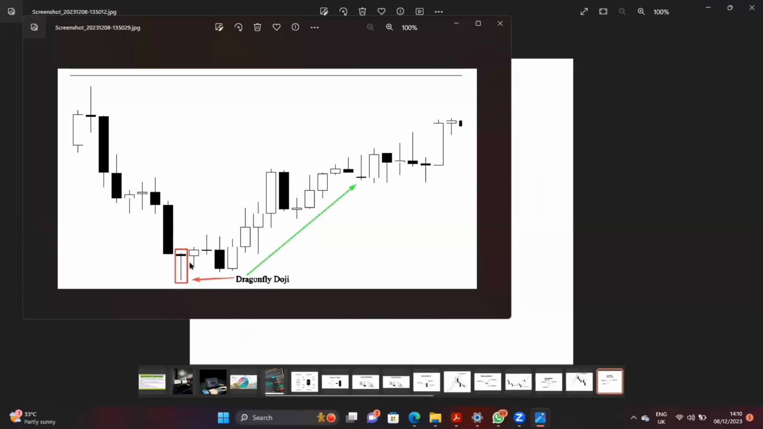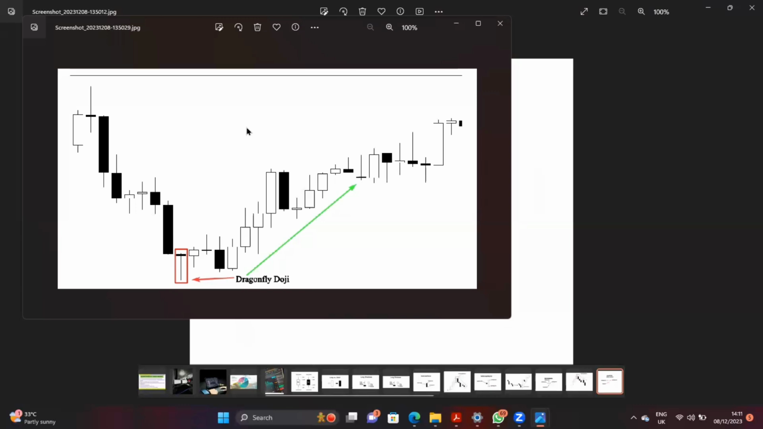So this is what happens when price comes to areas where buyers are clustered: price starts buying and continues buying. If you can identify this candlestick pattern on your chart, it will help you visually see where support and demand are located. This dragonfly can really help you identify where support and demand are located.